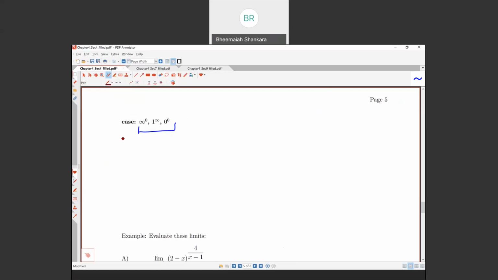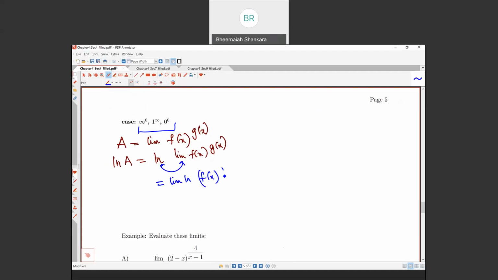So you always want to rewrite the problem as some expression a, the limit of the function f of x, where the exponent is also a function g of x. So you want to take natural log on both sides. ln a equals ln of limit f of x to the exponent g of x. Now you know that using a property of limits, the limit and the ln can be swapped. So you can write limit ln of f of x to the g of x exponent.